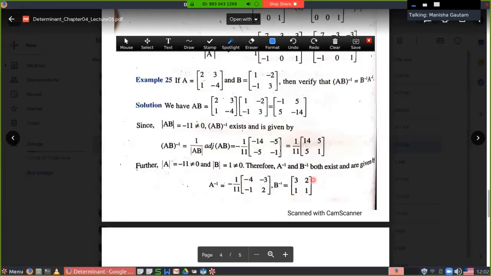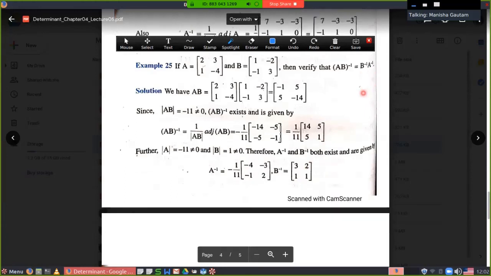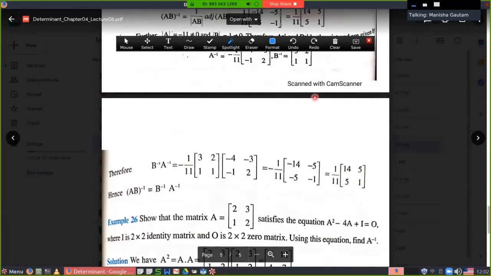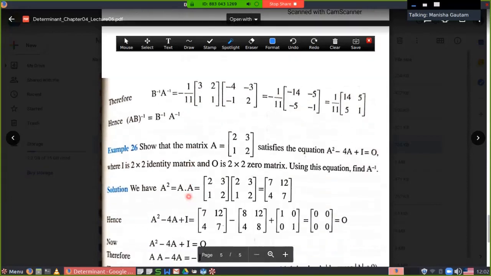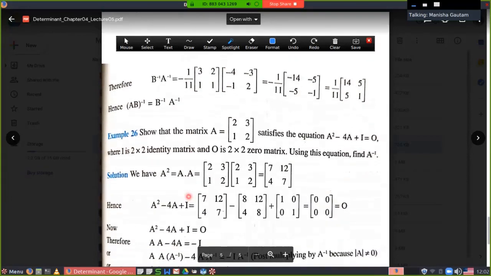Now next, you have to multiply B inverse by A inverse. Put first B inverse, then A inverse, and multiply them. You will get the right hand side. Multiply them, you will get this statement, and left and right both sides are equal. Now example number 25 is done. Example number 26 is the same as what we have done earlier.